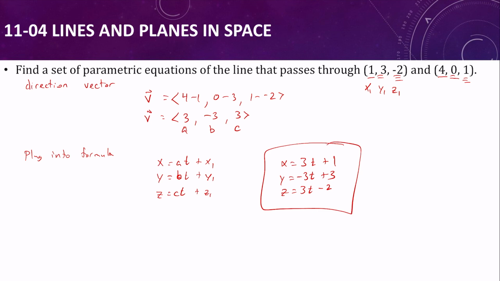If you were to plug in different numbers for t, such as 0, you get 1, 3, negative 2. If you plugged in a 1, you'd get 4, 0, 1. Oh, that's our other point. So it seems to work. If we had used our other point, you could plug in values for t and get the first point. So what this does is give you all the points on the line.